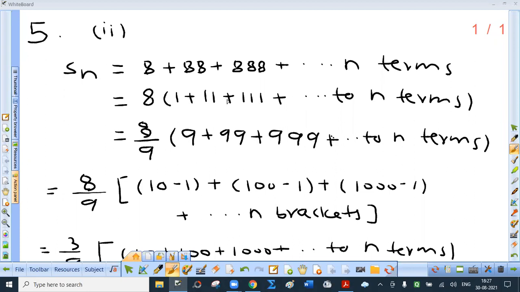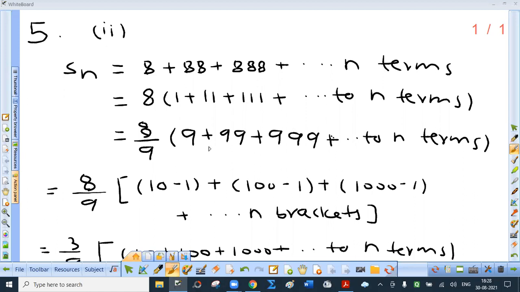So in the bracket, if you take 8 common, you get 1 + 11 + 111 + 1111 and so on. Are these terms in AP or GP? No. So for 1, we should have 9; for 11, 99. So in short, you have to take 1/9 common. So it becomes 8/9. Now, when we take something common, we divide. So 1 upon 1 upon 9 is what? 9. You can check. Open the bracket. 8 upon 9 into 9 is 8. 8 upon 9 into 99 is 88, and so on.